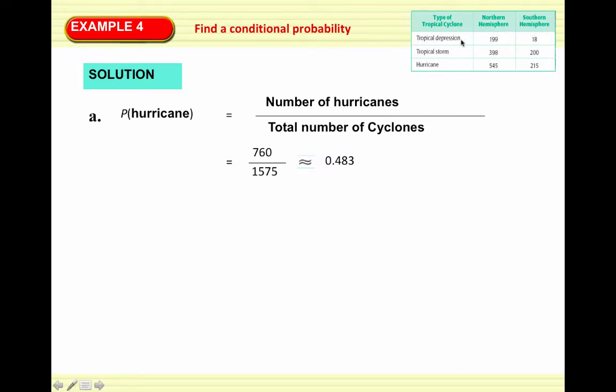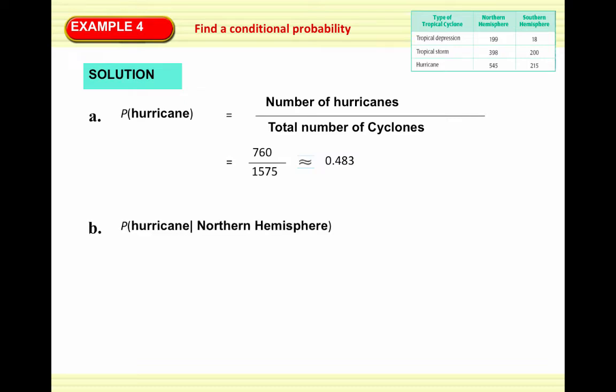So we add everything all together. And so we add all the numbers and we get 1,575. Okay, so 199 plus 398 plus 545 plus 18 plus 20 plus 215 is 1,575. So out of those 1,575 storms, 760 were hurricanes, and so that probability is about 48%. Okay, so about 0.483, a little under half.